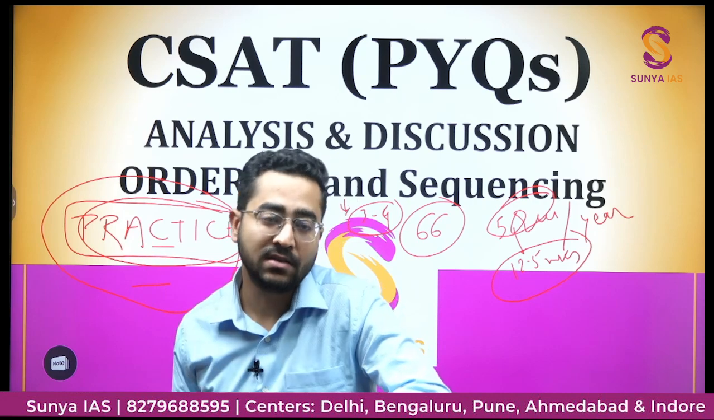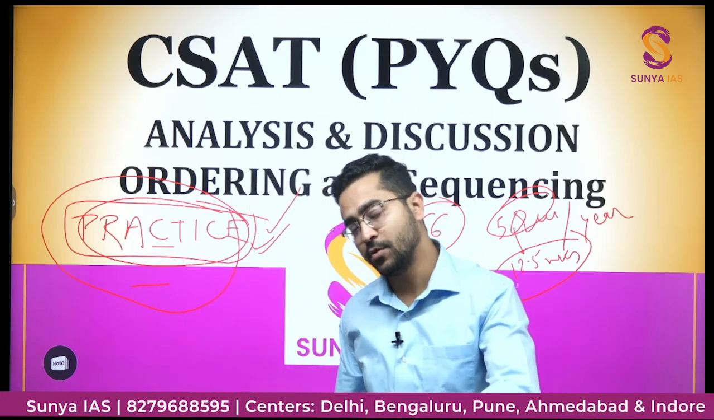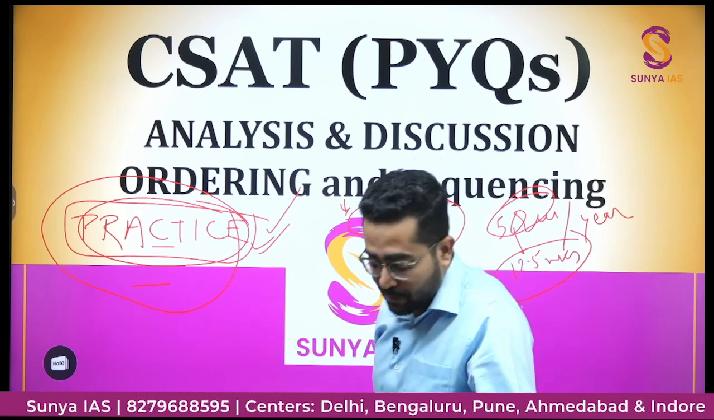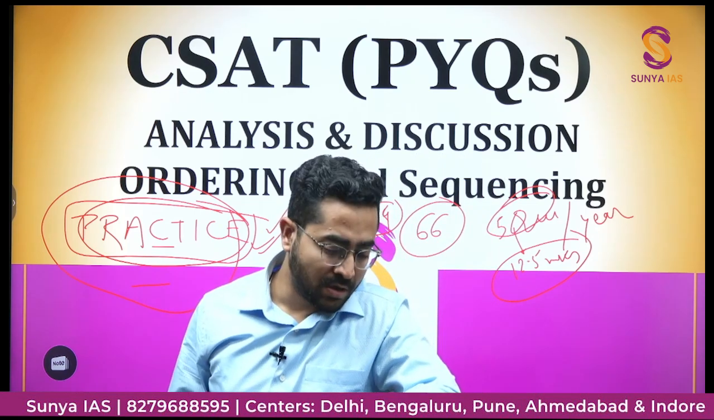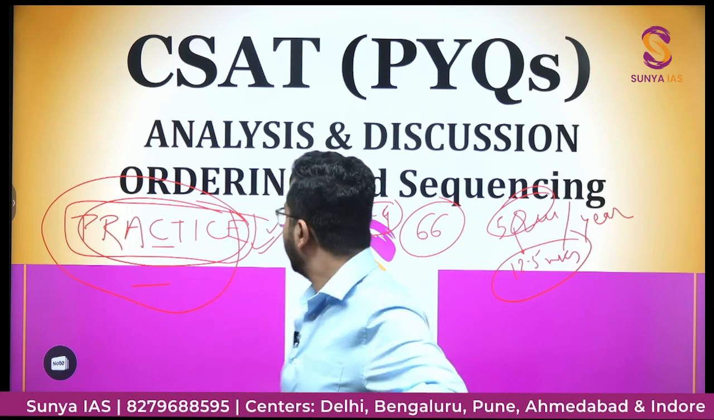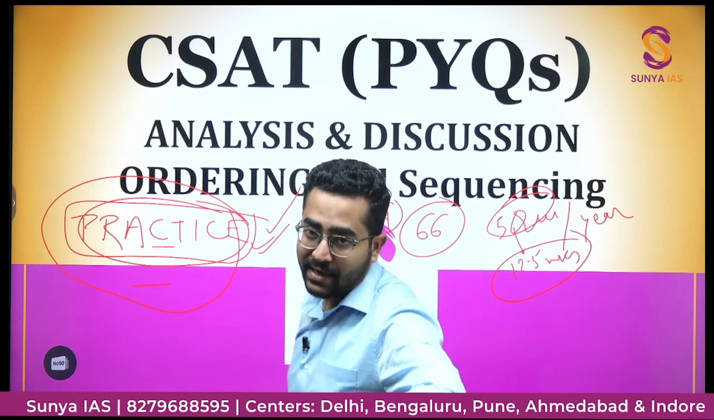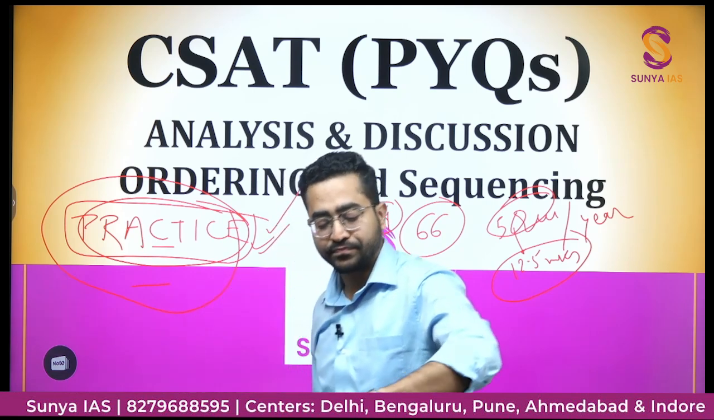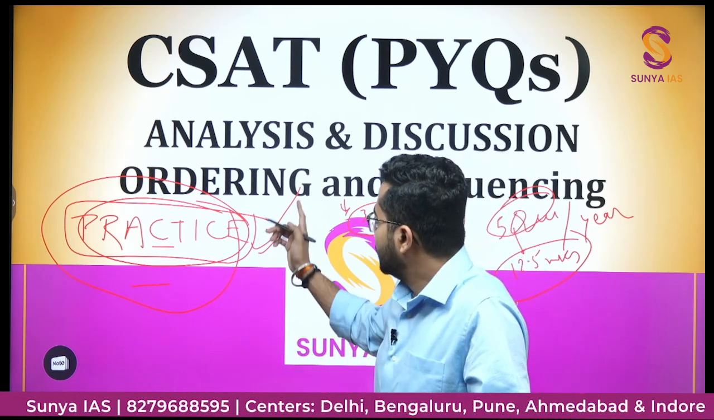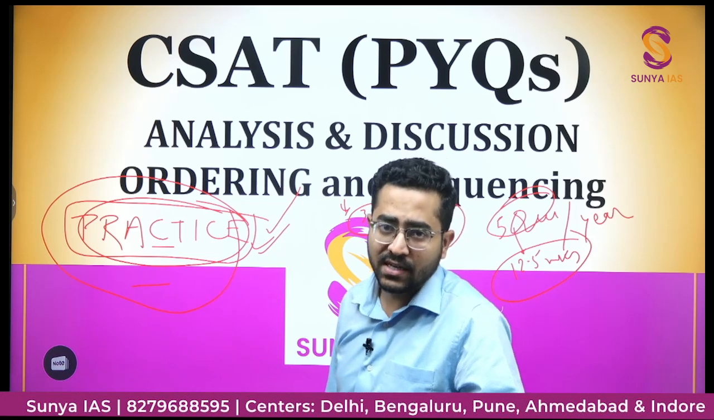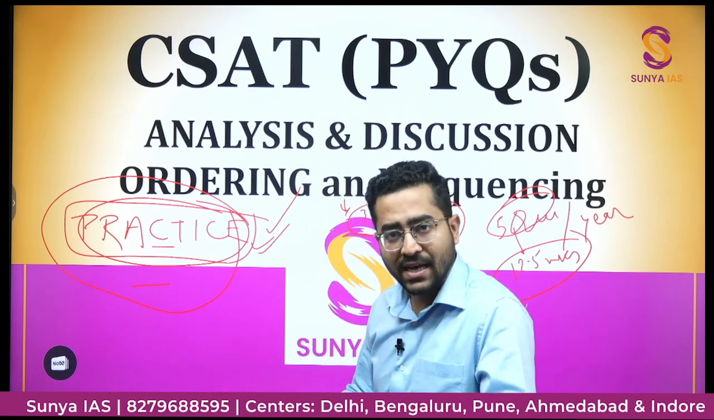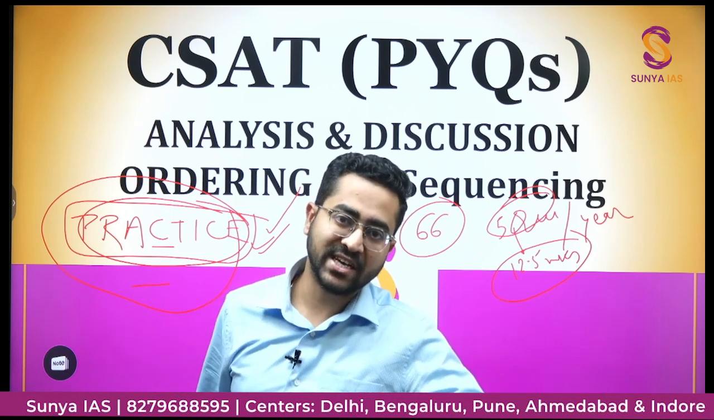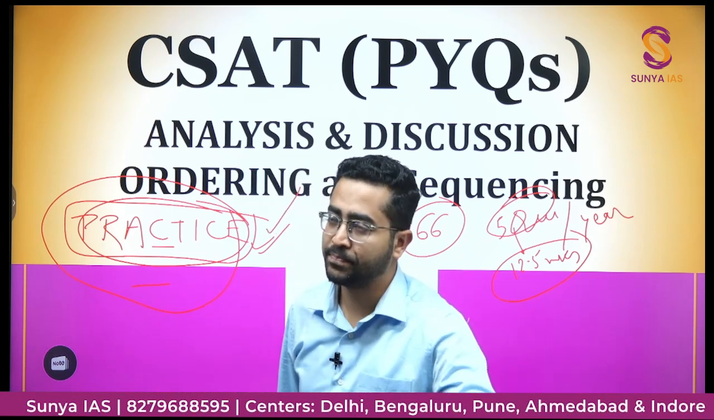We are having the topic wise discussion of previous year questions of CSAT, that is paper 2 of prelims. We are discussing the topic of ordering and sequencing that comes under the section of logical reasoning. So this topic we have discussed many questions till the last lecture, and today we will be solving the remaining questions which have been asked in the previous years.